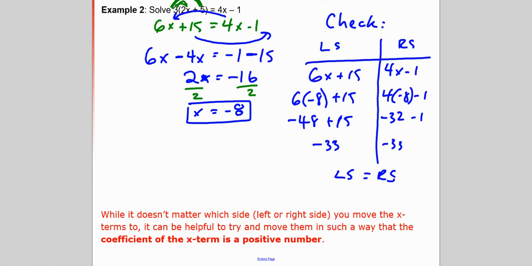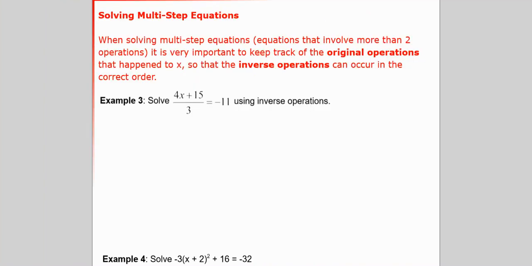So while it doesn't matter which side, left or right side, you move the x terms to, it can be helpful to try and move them in such a way that the coefficient of the x term is always a positive. Now we didn't have to worry about that here, but certainly the 6 being a larger number, it made sense to bring the 4 over. If I would have brought the 6 over, we would end up with a negative on this side, and we can still manage that, but it just makes things unnecessarily harder. So maybe one of those will come up in the next little while.